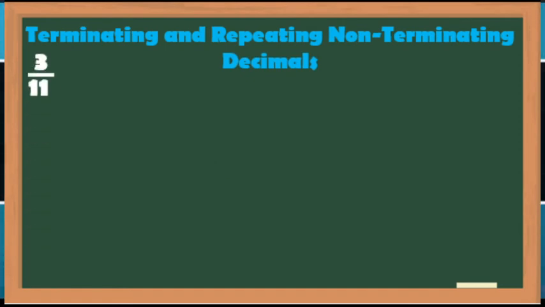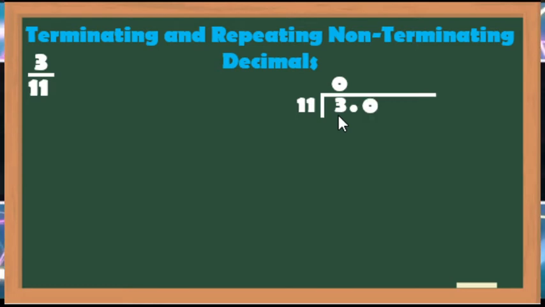3/11 as a decimal number. Using the long division method, the dividend 3 is inside and the divisor 11 is outside. 3 divided by 11 is 0. Add a decimal point right after the dividend. Add 0. Copy the decimal point directly above the dividend. Then divide as whole numbers.